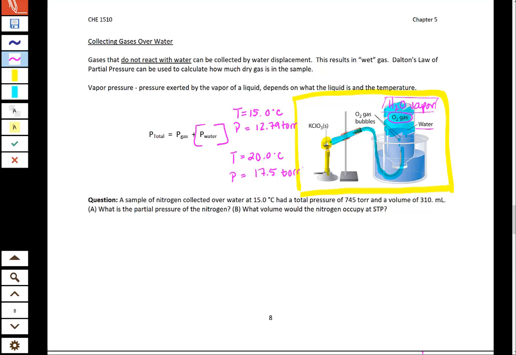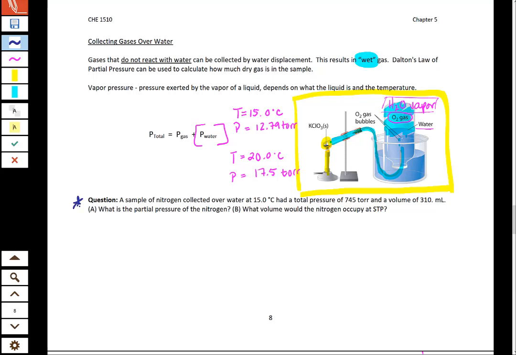When we look at questions that involve collecting gases over water, they're going to call the gas a wet gas, because that means that the gas that you are collecting, the one that you want to keep, is mixed with water vapor. And so a lot of times the question will ask you what is the pressure of the dry gas or something like this. So let's look at a typical partial pressure question where we collected the gas over water.